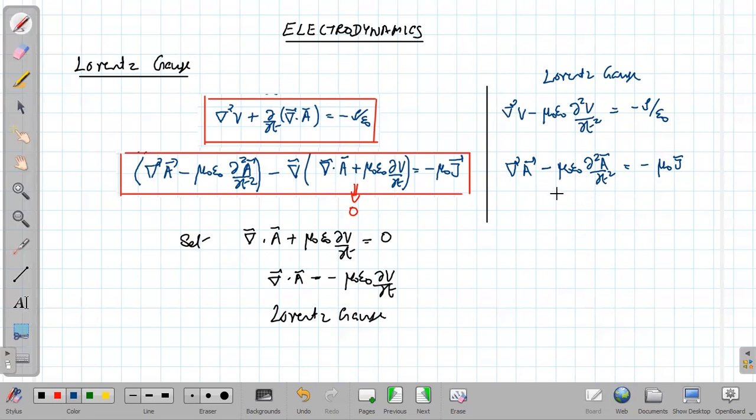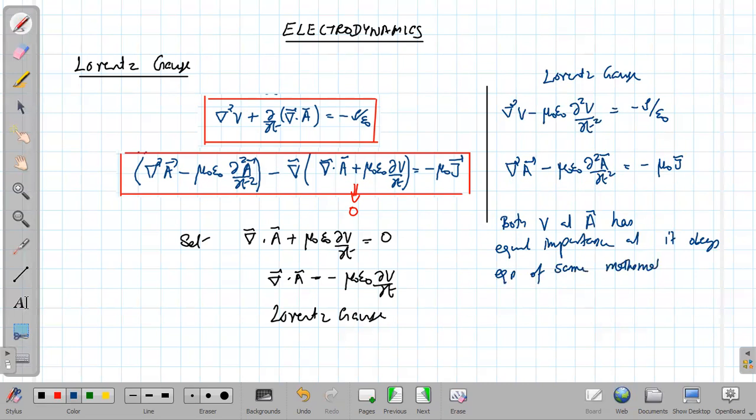The importance is that in case of Lorentz gauge, both V and A have equal importance, and they obey equations of the same mathematical structure. So we can combine these two and simplify the equation.